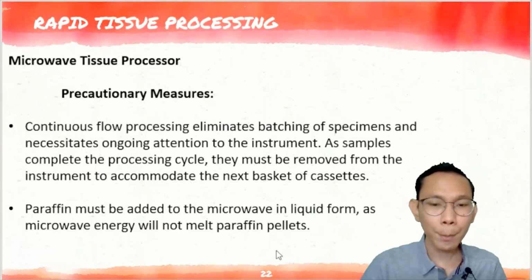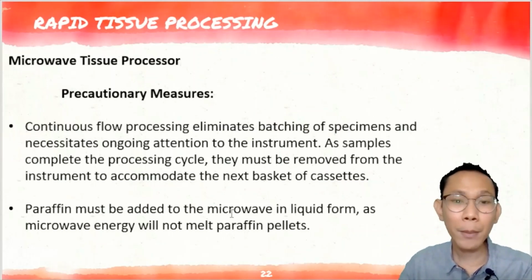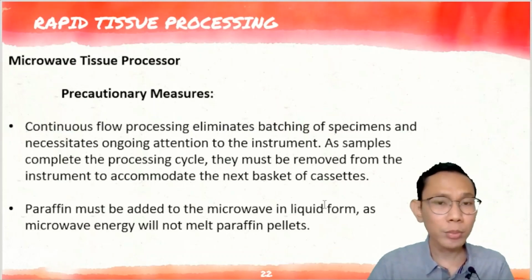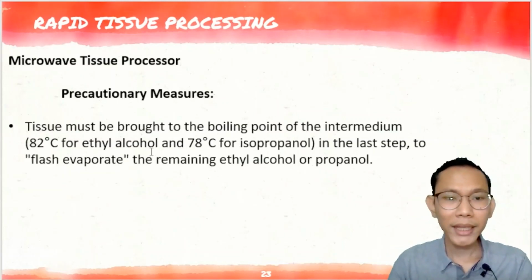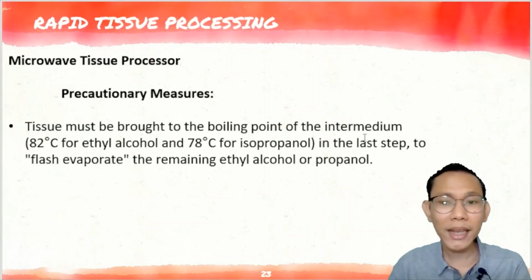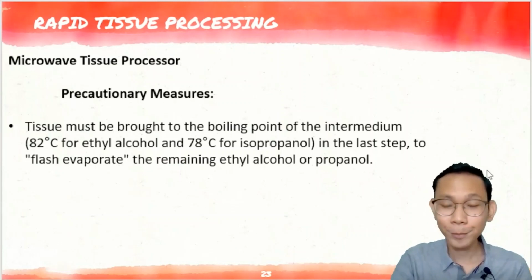Your paraffin must also be added to your microwave in a liquid form as microwave energy will not melt your paraffin pellets. Remember, you have different types of paraffin. We have liquid form. However, when we use the microwave tissue processor, it should be in liquid form because the pellets will not melt in your microwave. And lastly, tissue must be brought to the boiling point of the intermedium, around 82 degrees for ethanol and 78 degrees for your isopropanol, in the last step to evaporate the remaining ethanol or propanol.